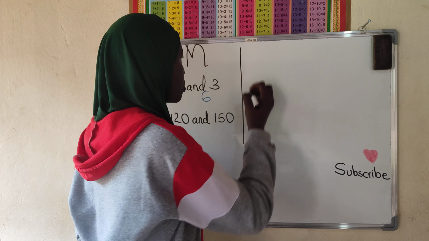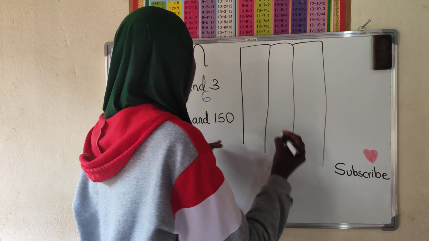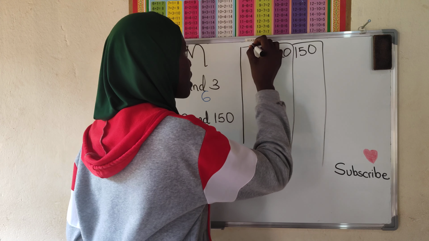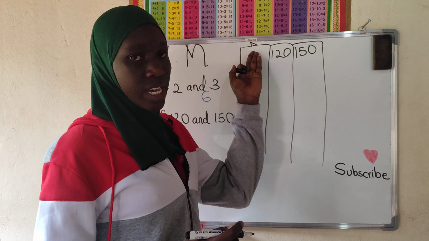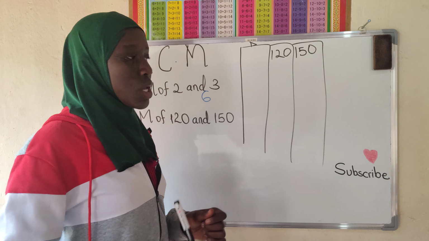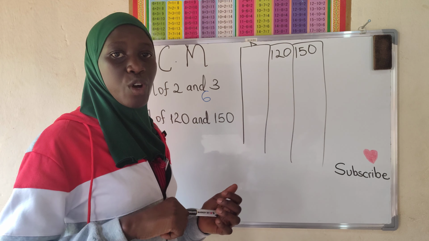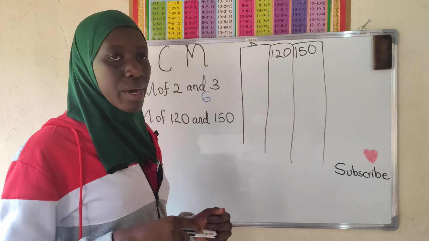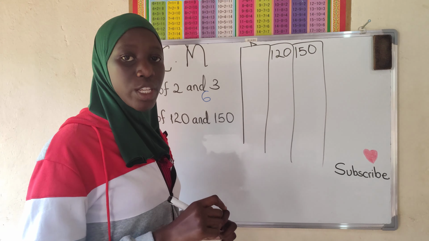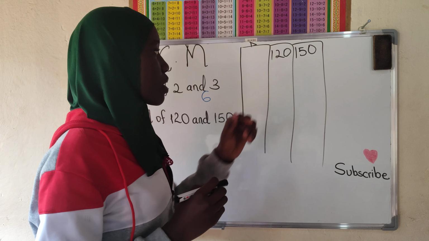So this is what we're going to do. We are going to draw 3 columns, one for one of our numbers, 150, 120, and this column goes for the divisor. The divisor is not any number out of the blue. It's supposed to be a prime factor. In our previous video, we found out that a prime factor is a number that can only be divisible by 1 and itself. And the first prime factor is 2. So we are going to begin by dividing these numbers by 2.